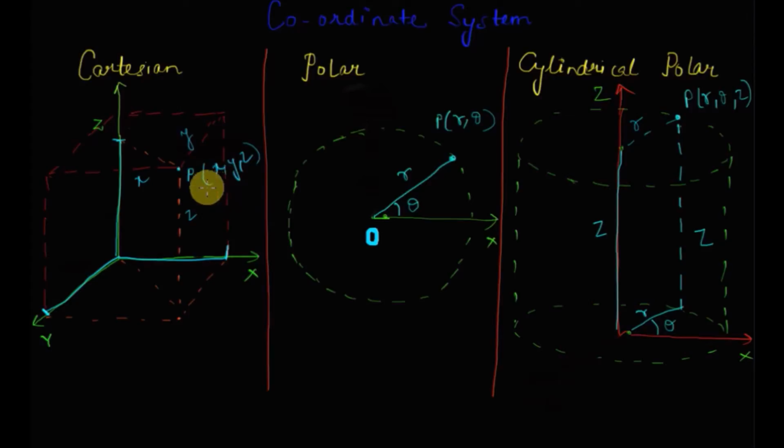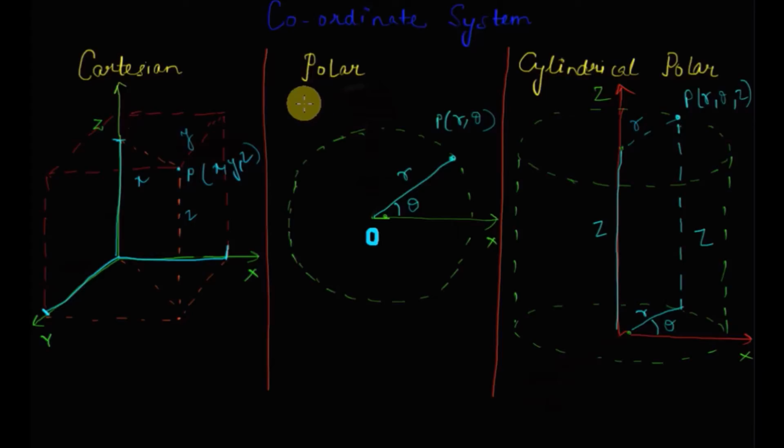So x is the perpendicular distance of point P from the yz plane. y is the perpendicular distance of this object from the xz plane, and z is the perpendicular distance of this point P from the xy plane. So if we know these three values x, y, and z, we can determine its unique position.